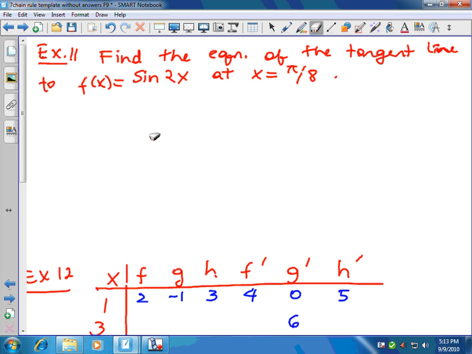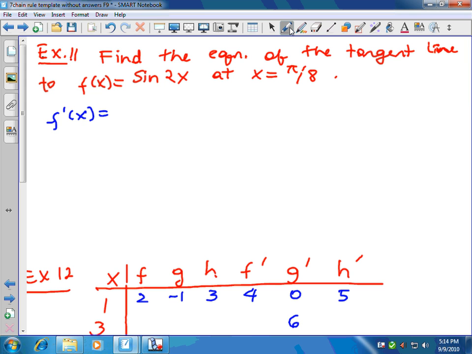For this example, we're supposed to find the equation of the tangent line to f of x equals sine of 2x at the point x equals pi over 8. In a sense, this is a very typical question, right? We've done tangent lines many times before, and we always start by finding the slope. How do we find the slope? The derivative, right? So we're going to take the derivative of the function.